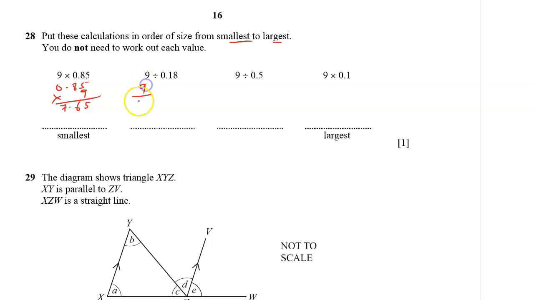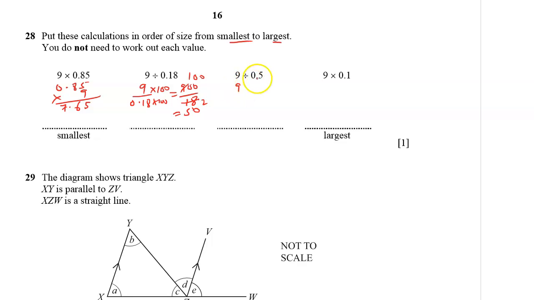9 divided by 0.18. We can multiply by 100 to make them whole numbers. So this is 900 divided by 18. By 9 goes 1. By 9 goes 2. So this is going to be 50. Right there.